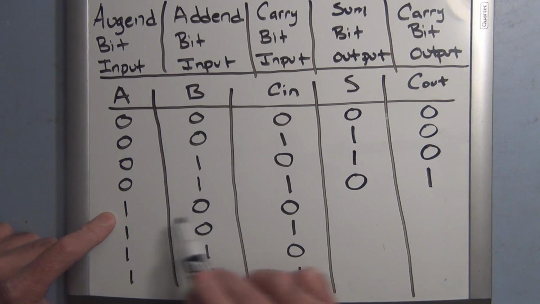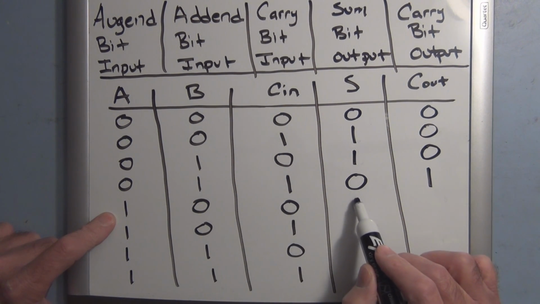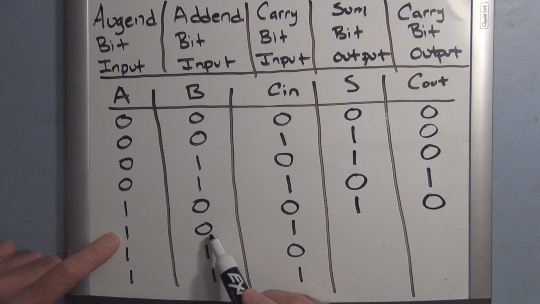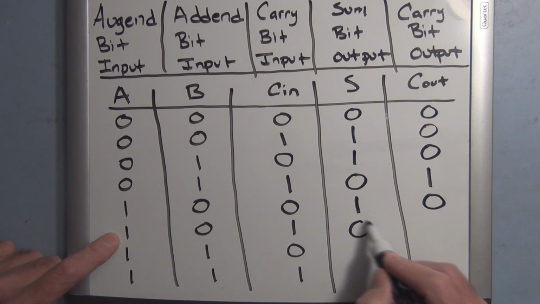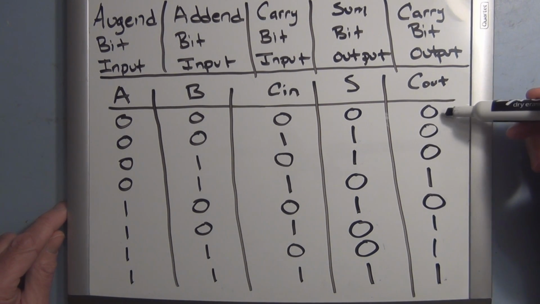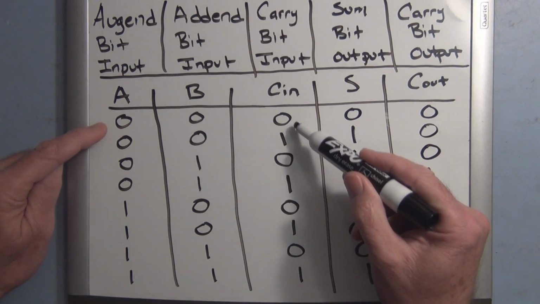Now we have A 1, B 0, and a carry of 0. This will be a sum of 1 and a carry of 0. Here we have A bit 1, B bit 0, and a carry of 1. That will produce a sum of 0 and a carry of 1. Here we have an A bit equal to 1, a B bit equal to 1, and a carry in of 0. That will be a 0 with a carry of 1. And finally, we have an A bit 1, a B bit of 1, and a carry bit of 1. That will produce a sum of 1 and a carry of 1. So that summarizes the outputs that we want for our full adder circuit for every possible combination of inputs.